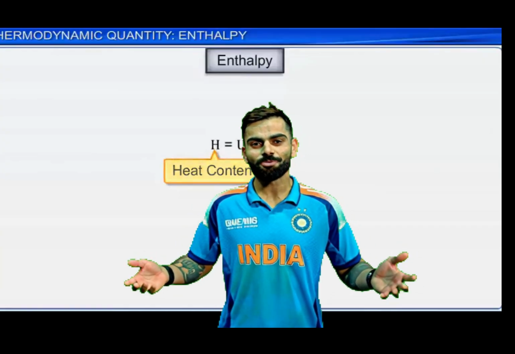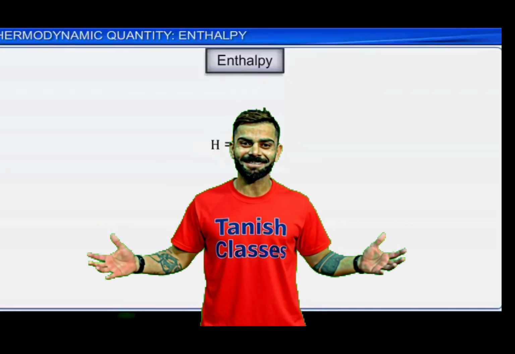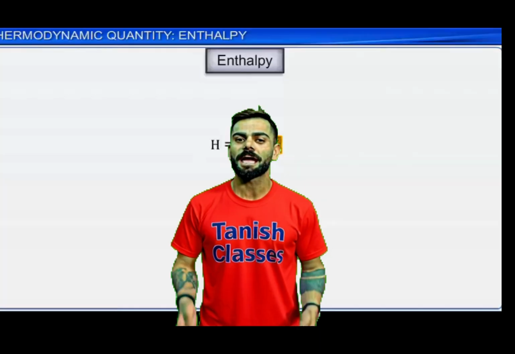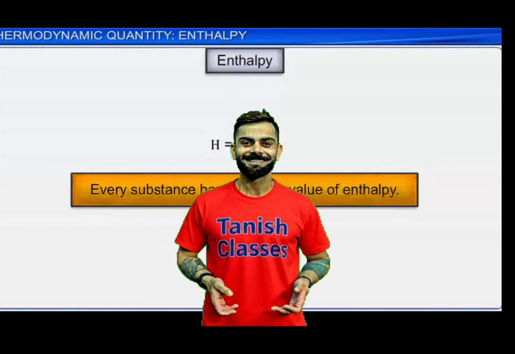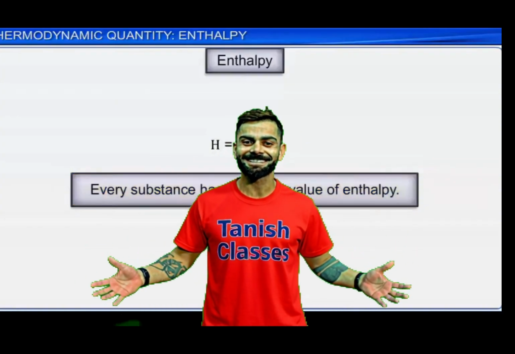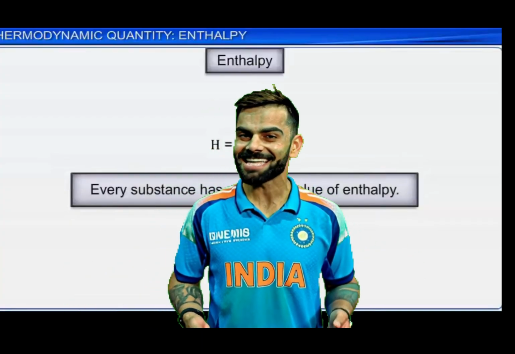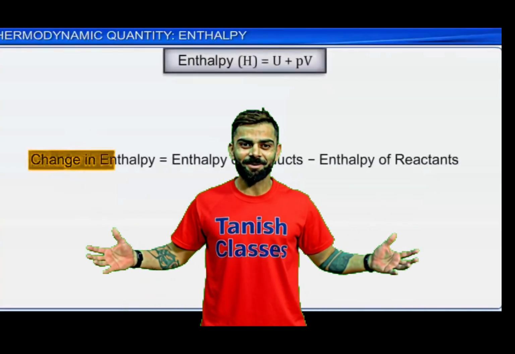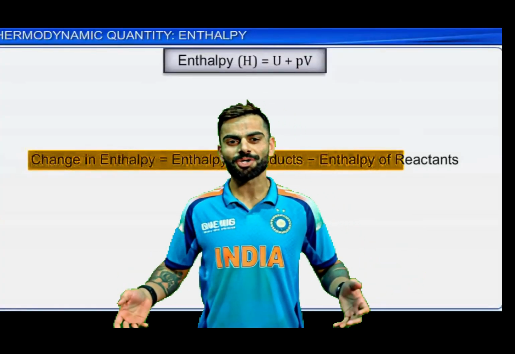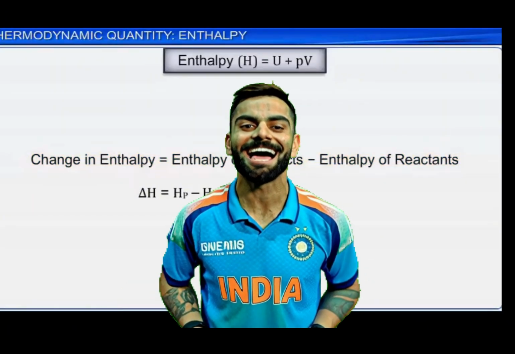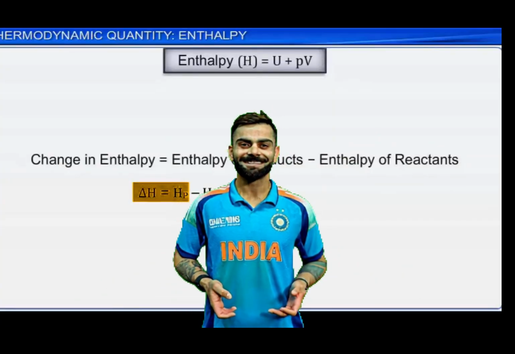Enthalpy, which depends on the three state functions, internal energy, pressure, and volume, is also a state function. Every substance has a definite value of enthalpy. Like internal energy, enthalpy of a substance cannot be measured. However, it is possible to measure the change in enthalpy. The change in enthalpy is equal to the difference between enthalpy of products and enthalpy of reactants. The change in enthalpy may be expressed as delta H is equal to enthalpy of products, HP, minus enthalpy of reactants, HR.